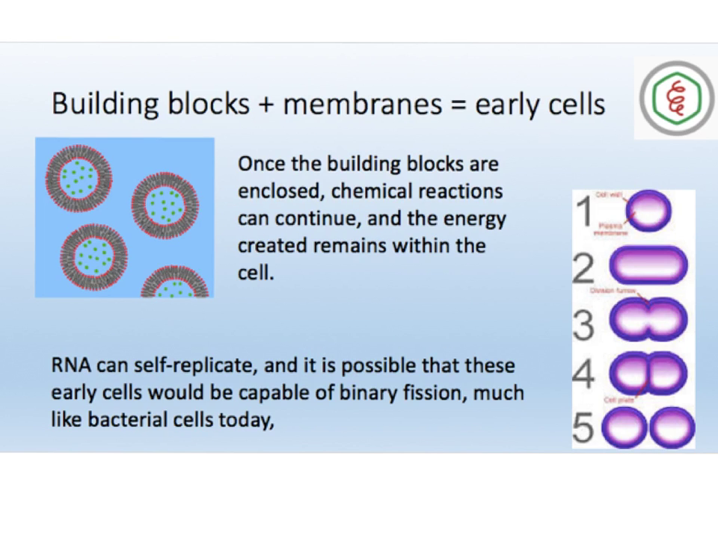And so, if we have the building blocks, we have the membranes, we have all the ingredients we need for early cells, once these building blocks are actually enclosed within the membranes. And if RNA can self-replicate, then it's possible that these early cells would have been capable of binary fission, which is how bacterial cells reproduce today, starting out as a single individual cell and then splitting into two.